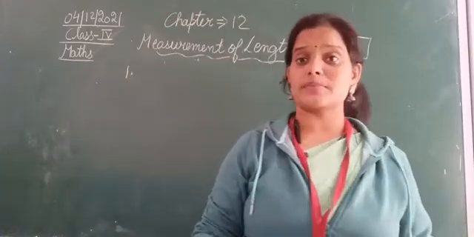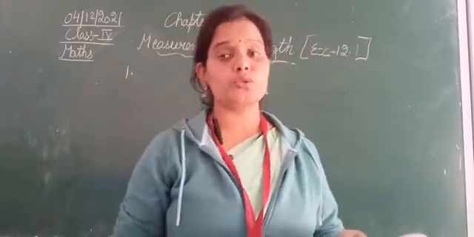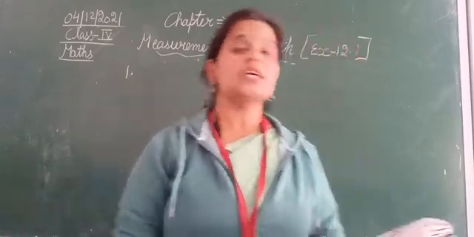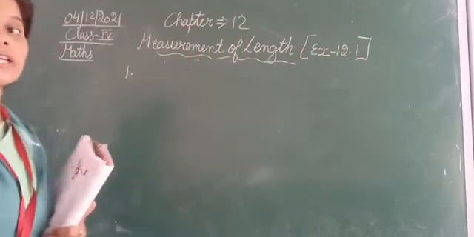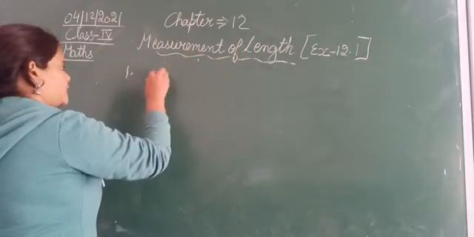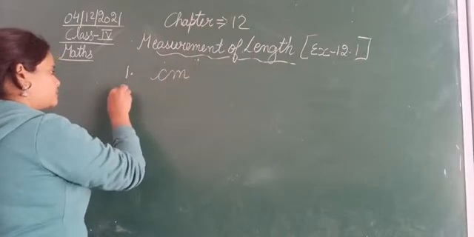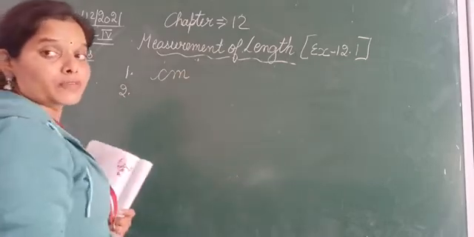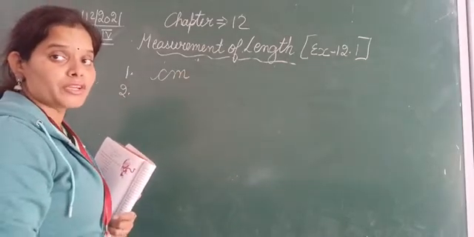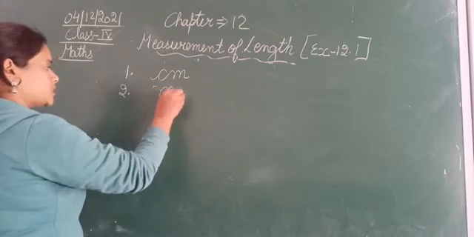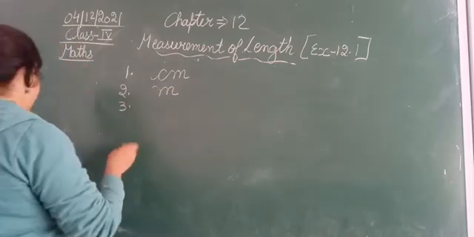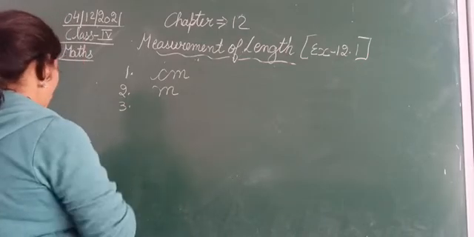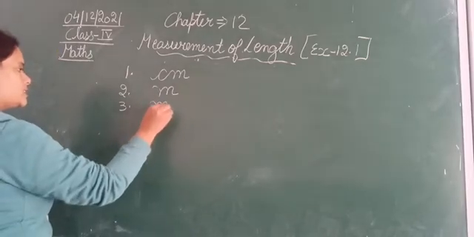Okay, so the first question is, which is a better unit to measure the following? They have given some options. So which unit are you going to use to measure these objects? Length of a cell phone. If you have to measure the length of a cell phone, then we will measure it in centimeter. Next, breadth of a playground. If you have to measure the breadth of a playground, we will measure it in meter. Third, height of a volleyball pole. Height of a volleyball pole, that is in meter.